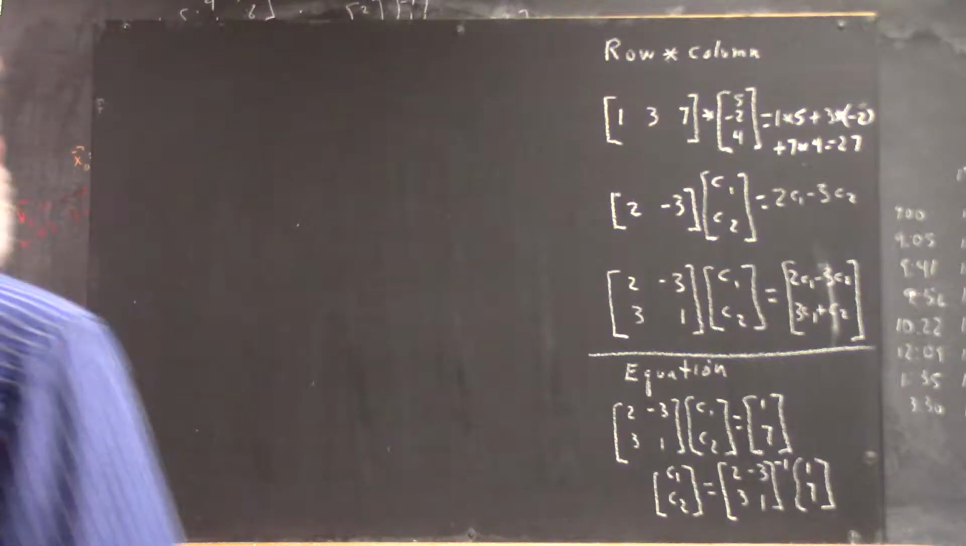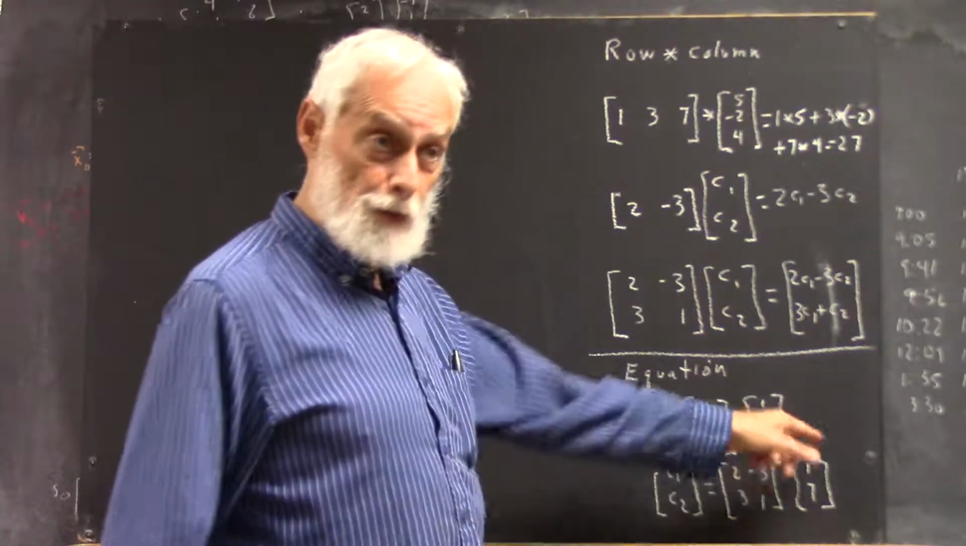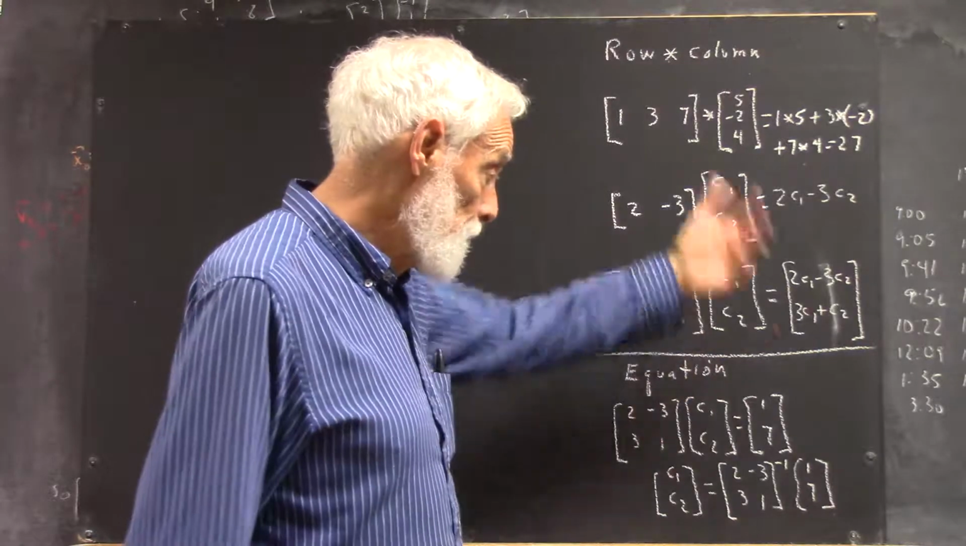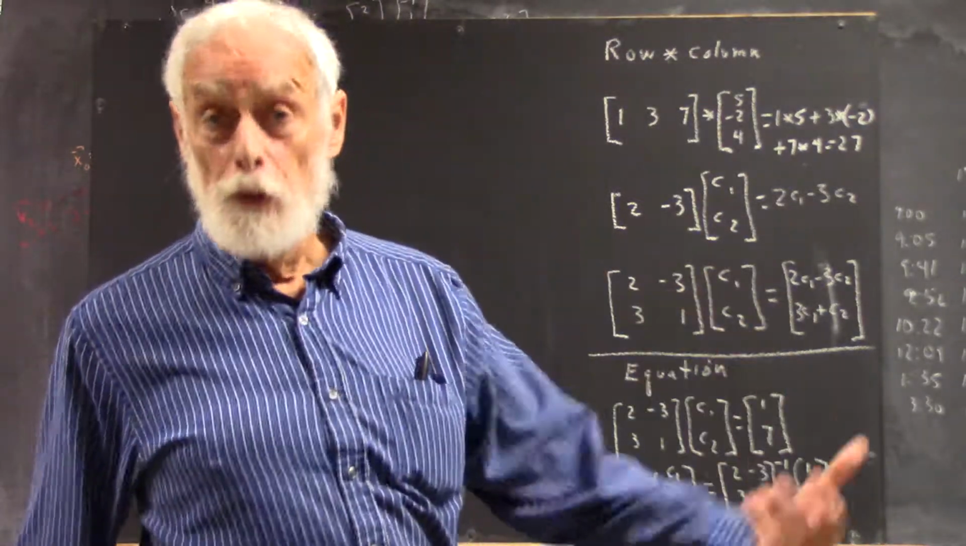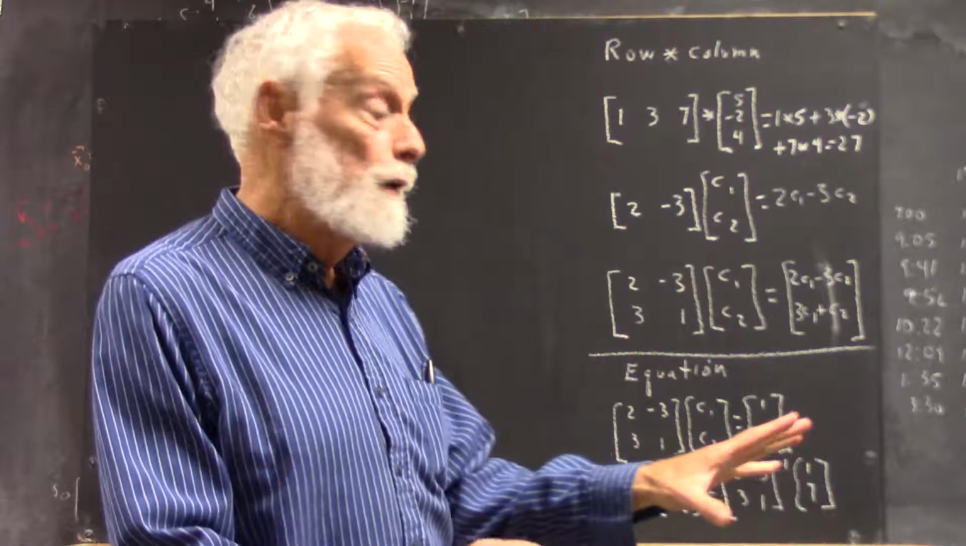Okay, I've written out a matrix equation here. We know how to multiply rows by columns, that's going to be easy, okay? And we know how to row reduce a matrix. That's all we need to solve this.